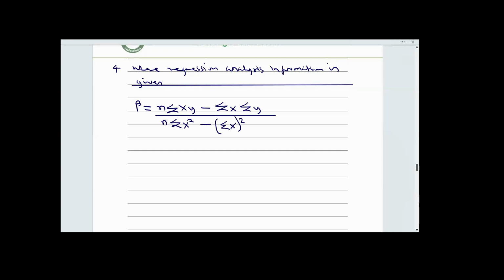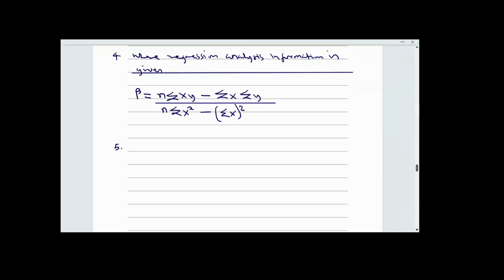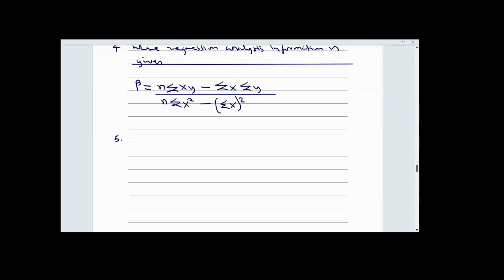I will define the variables. Let's move to the last one. This last one is used when you are given excess return. So you use this one where excess return on security and markets are given.